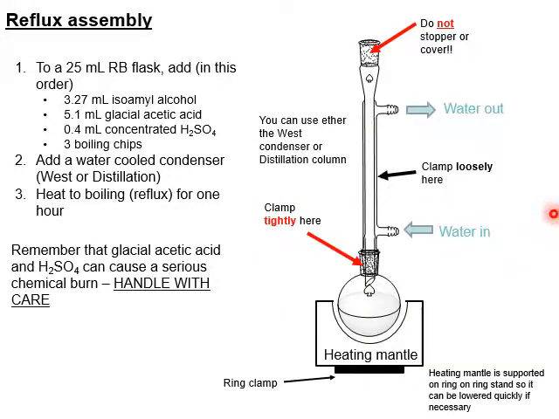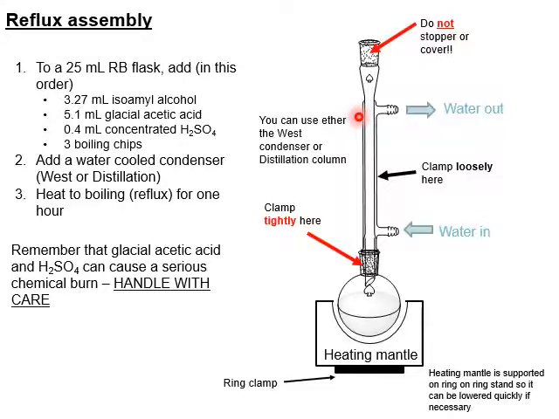So about the procedure, we're going to do reflux. You need to assemble the reflux system. You will have a heating mantle, the round bottom flask, and the condenser. You don't need to cover and close the top of the condenser. The top of the condenser must be open.